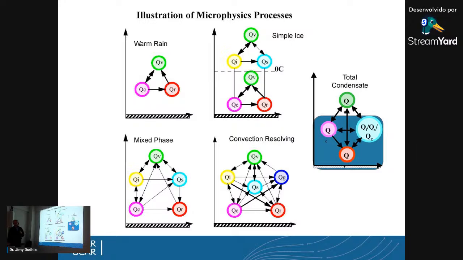Then you have the convection resolving kind of scheme where you need graupel in addition to the other variables. This is more dense ice particles. In the extreme case, you can go to hail. And you need these denser ice particles to fall out closer to the updraft and give you a more reasonable intense rainfall that you don't get if you just leave everything as snow that gets transported away from the updraft.